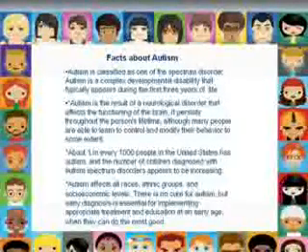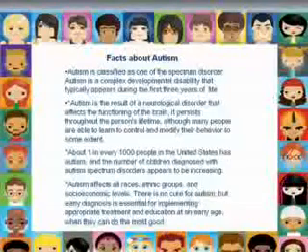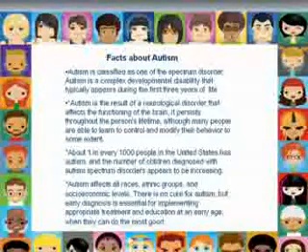some extent. About 1 in every 1,000 people in the United States has autism, and the number of children diagnosed with autism spectrum disorder appears to be increasing. Autism affects all races, ethnic groups, and socioeconomic levels. There is no cure for autism, but early diagnosis is essential for implementing appropriate treatment and education at an early age. Most can be done.